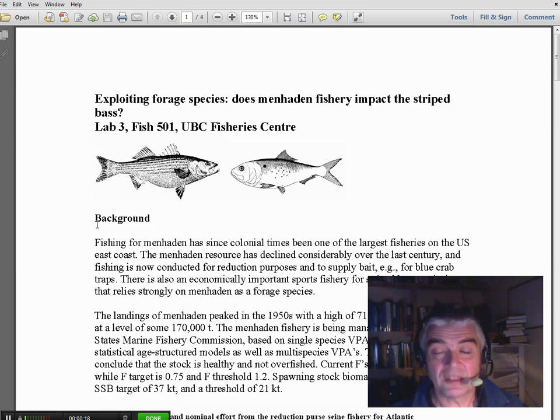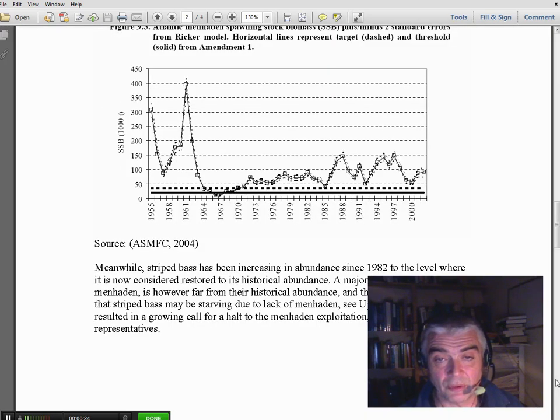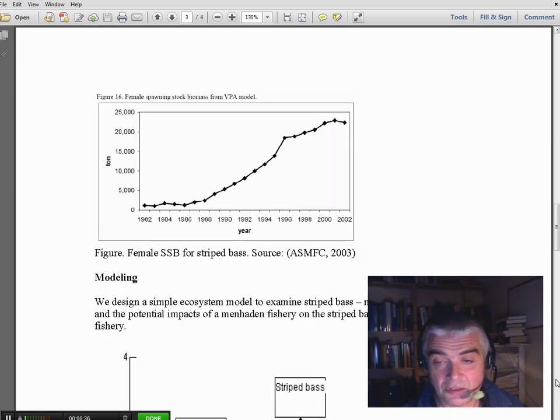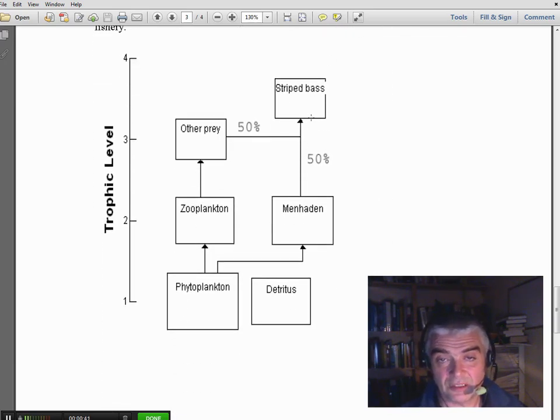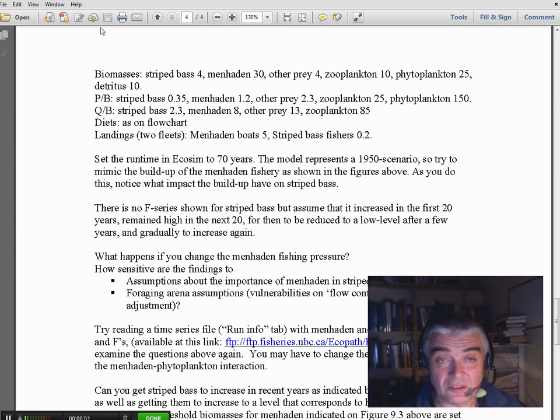So it's a practical which is about two species of fish which are exploited, one which is striped bass and the other one which is menhaden. Striped bass are a predator, menhaden feed on phytoplankton, so they're a fairly low trophic level species. Lots of details are given here about the progress of the fishery, how things have changed over time, so read through them. Make sure you set your model up in this way, so you have striped bass at the top feeding 50-50 on other prey and menhaden, other prey feed on zooplankton, and then menhaden and zooplankton feed on phytoplankton. You get all the details given here.